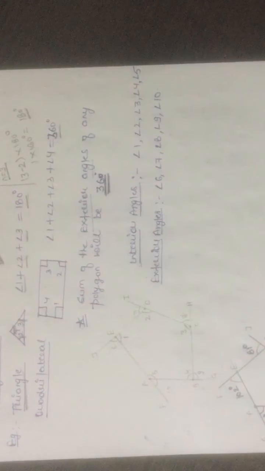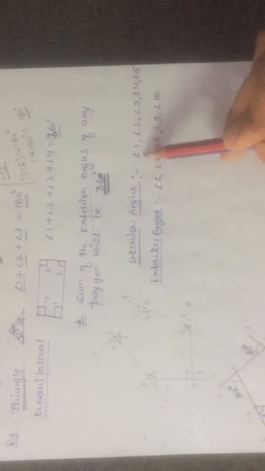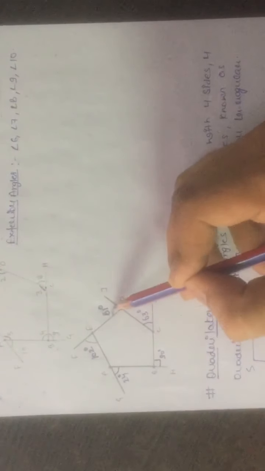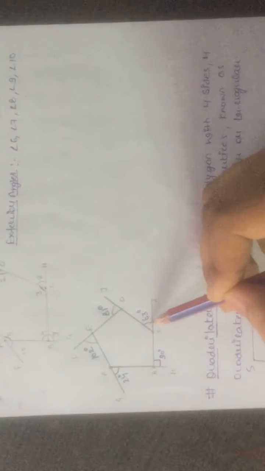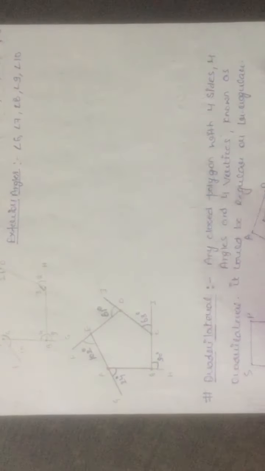Now we have a polygon A, B, C, D, E. Now we are going to find out which are the interior angles and which are the exterior angles. Angle 1, angle 2, angle 3, angle 4 and angle 5 are the interior angles, and angle 6, angle 7, angle 8, angle 9 and angle 10 are the exterior angles. Okay, this is a question for you. If this exterior angle is 81 degree, and this is 61 degree, this is 90 degree, 24 degree and 102 degree, you have to find out all the angles.